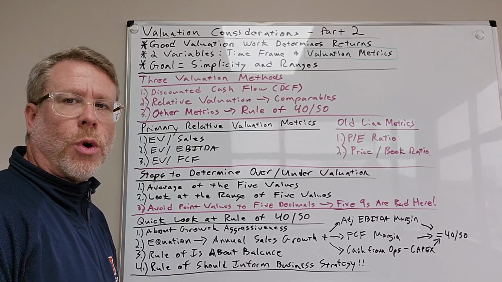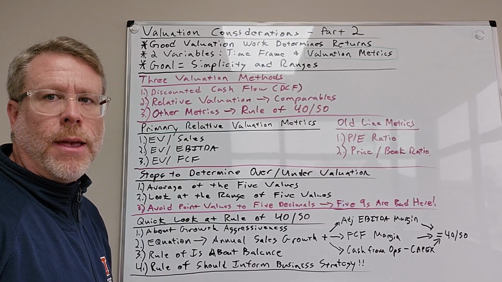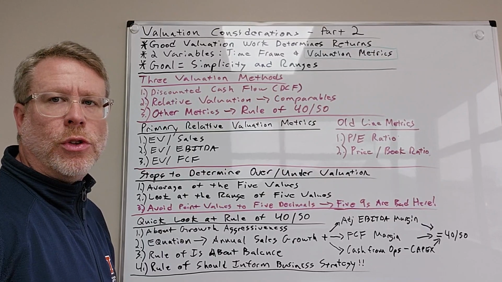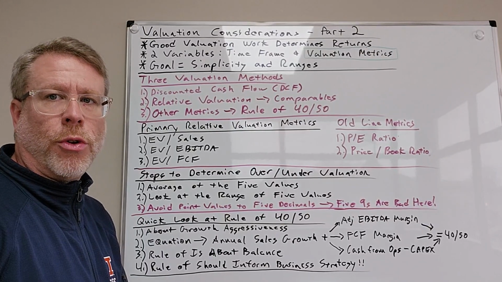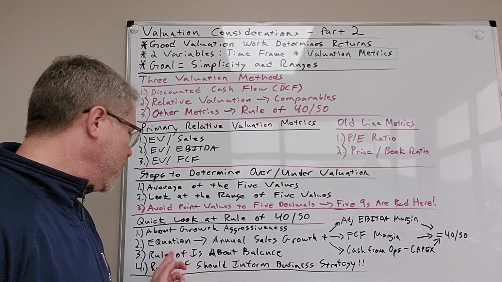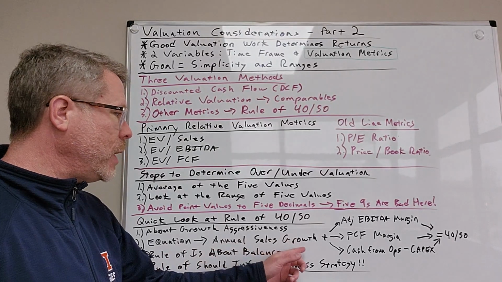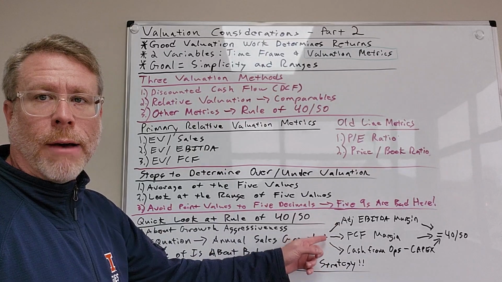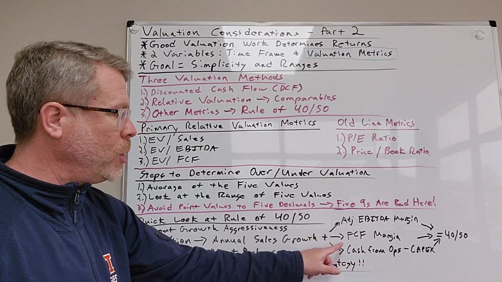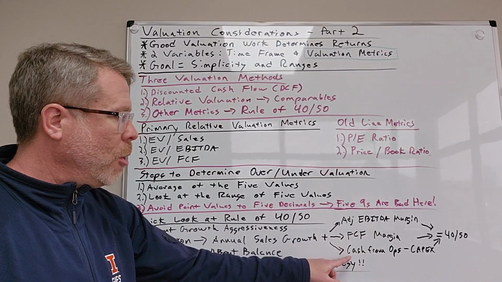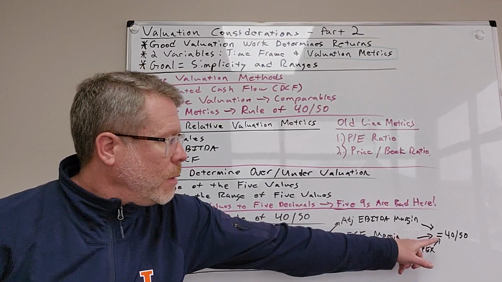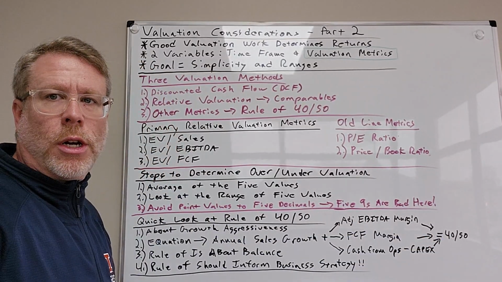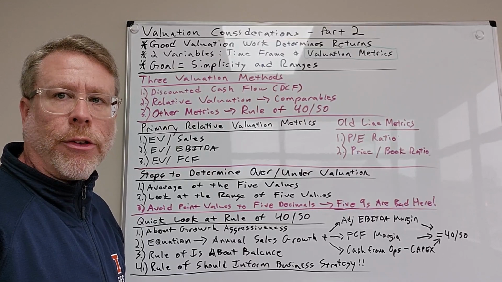So let's close with a quick look at the rule of 40 or 50. Whether you try to get to 40 or 50 is all based on how aggressive you are in terms of your growth expectations. The simple equation is your annual sales growth plus some sort of profit margin. It can be adjusted EBITDA margin, free cash flow margin, or cash from ops minus CapEx. And do these two numbers sum to 40 or 50? That's what's going to determine your valuation.